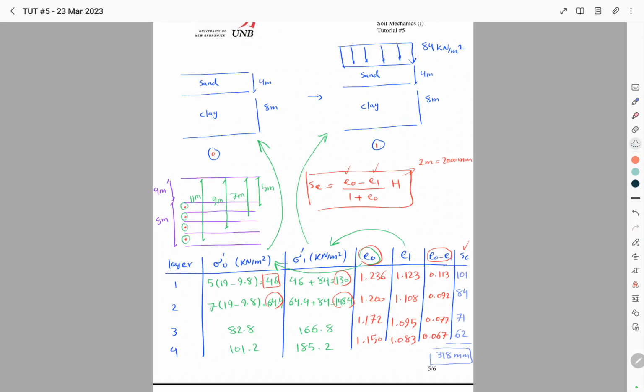This part, we just have to switch these two steps together. So just gonna move them around.